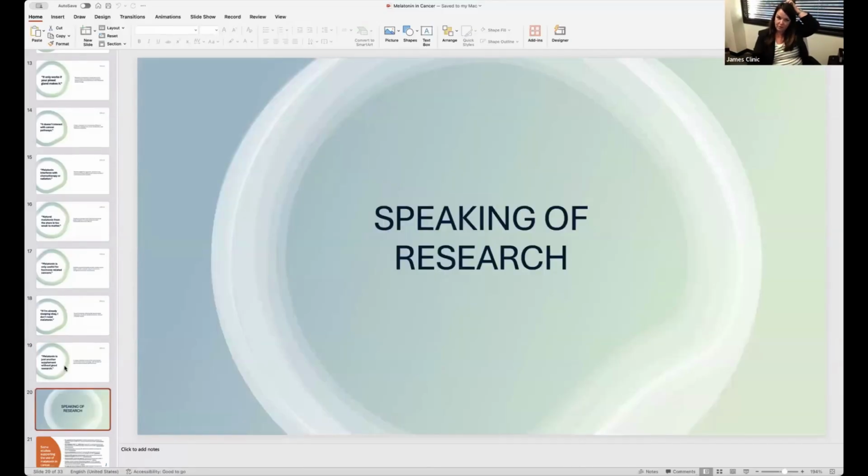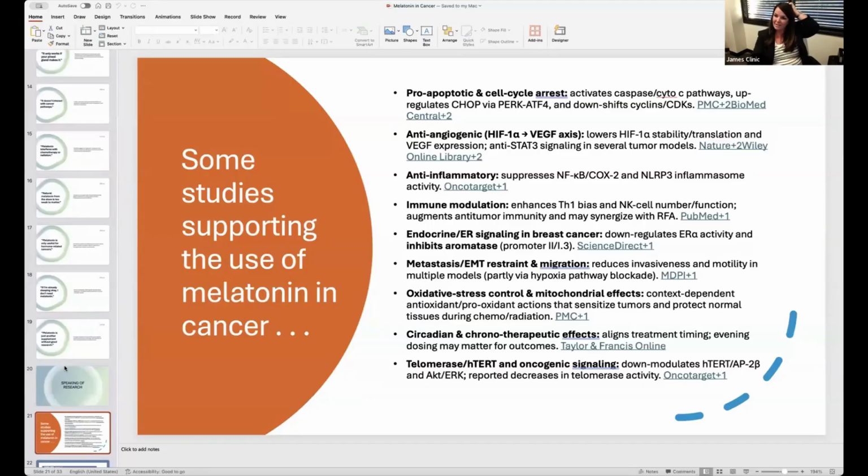So speaking of research, there actually is some. I highlighted a few of these, but we're going to look through these a little bit. Some of these are bench research, and there's a few that look at outcomes as well. There's a randomized controlled trial I'm going to pull out after this.